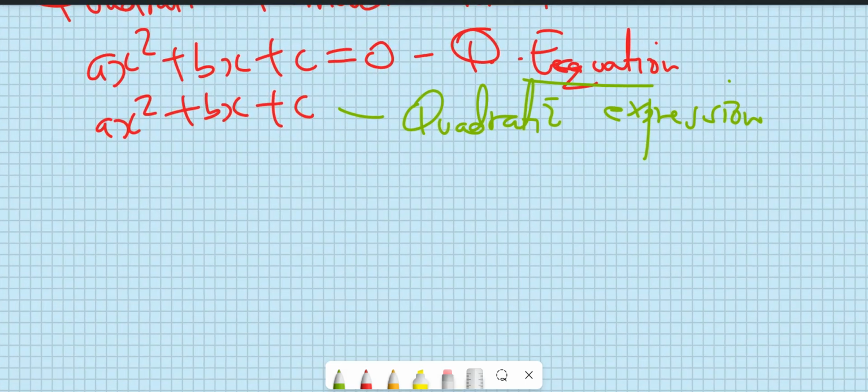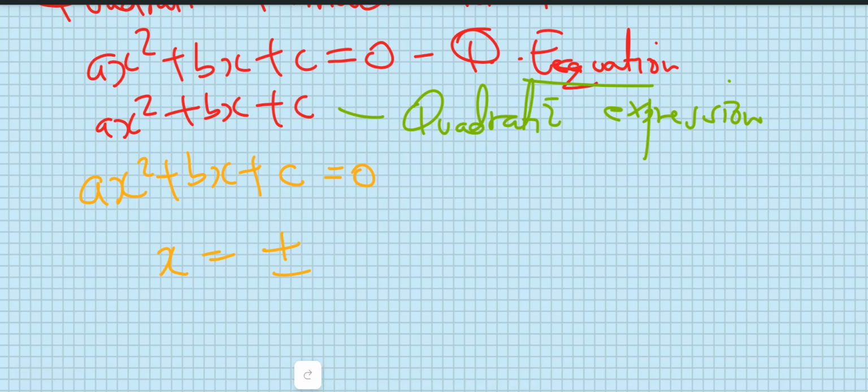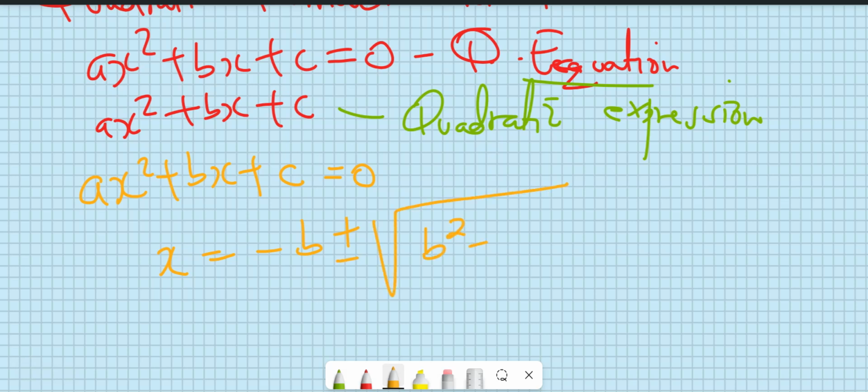what you need to do is simple. Quadratic formula method states that when given an equation in the form of ax squared plus bx plus c equals to 0, because you're supposed to solve for x, x will be given by negative b plus or minus the square root of b squared minus 4ac, then you divide all this by 2a. This is the formula, nothing else.